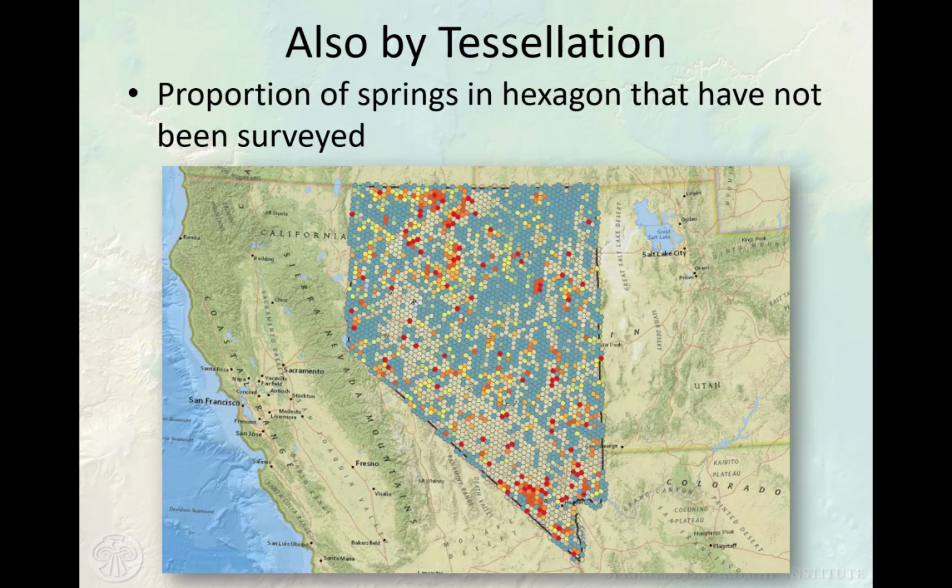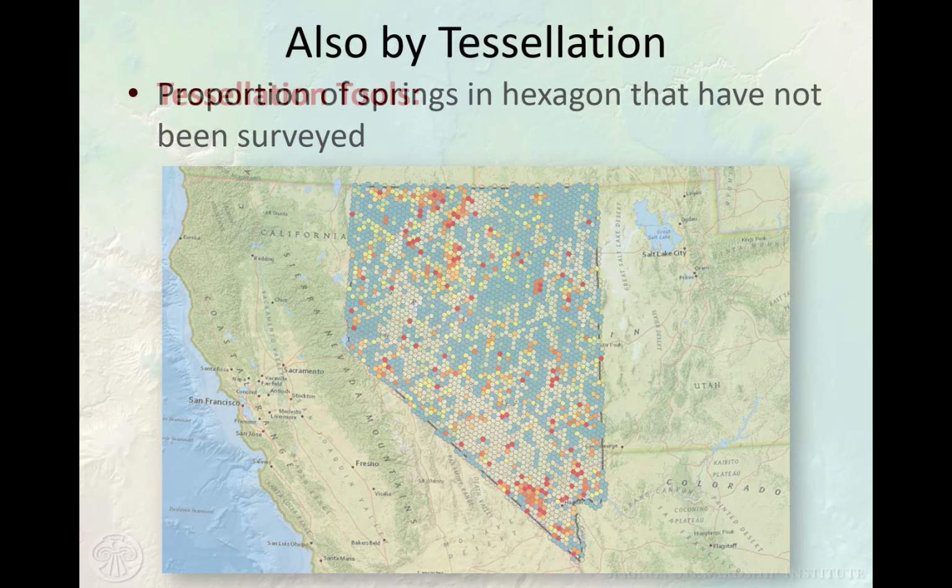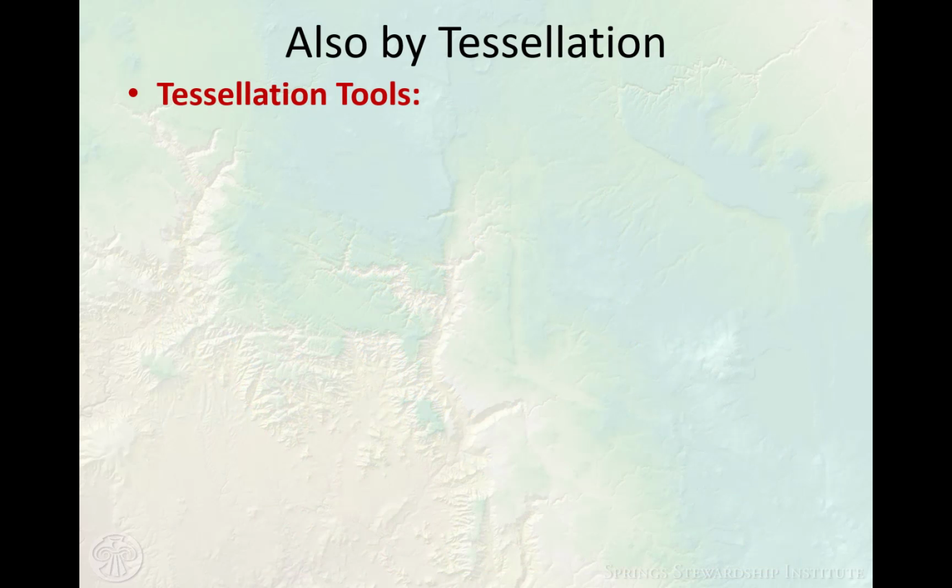Now, another method we use occasionally is to tessellate the landscape into equal-sized polygons, and then calculate the proportion of unsurveyed to surveyed springs in each of these little hexagons. This method quickly lets us identify undersurveyed areas, and we can randomly select the polygons, and then we randomly select the springs within each polygon. So there's a few tessellation tools that are available to you.